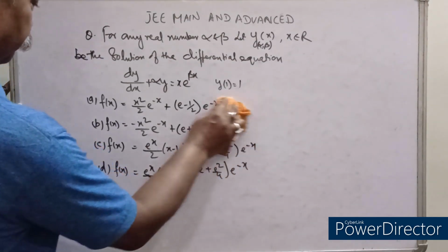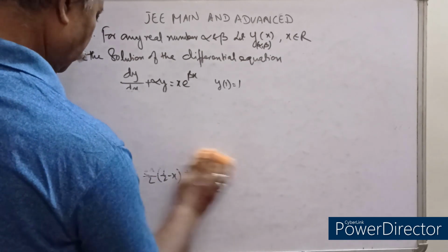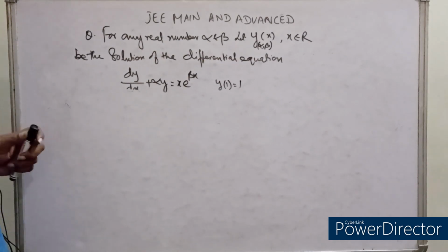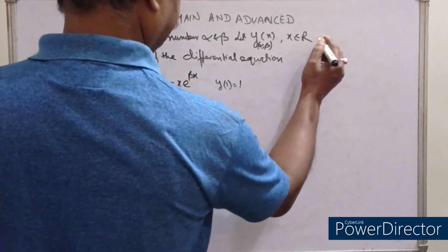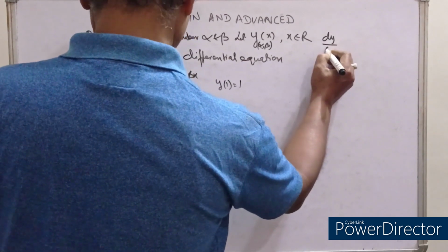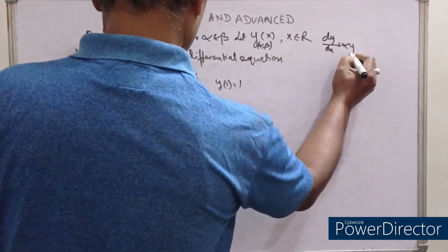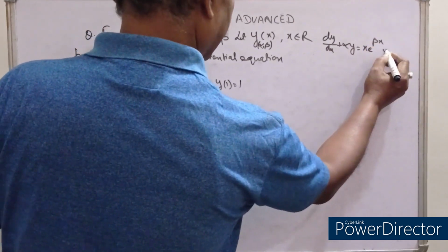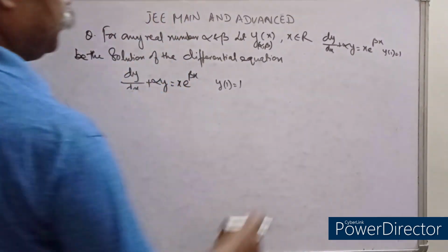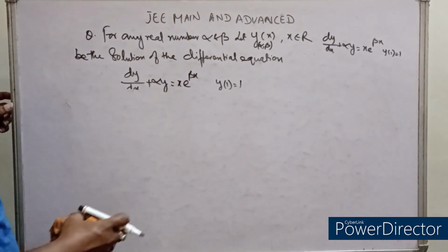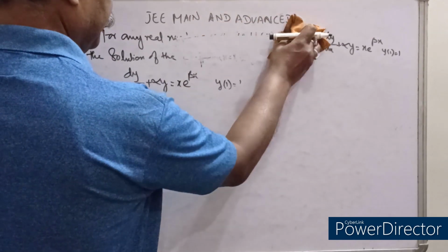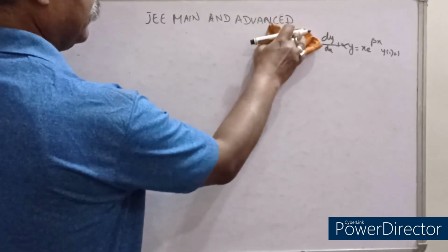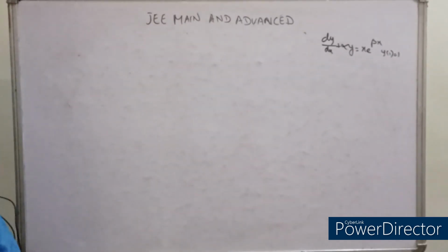Let me write this question here again: dy/dx + alpha y = x e^(beta x), y(1) = 1. I have written the question here. Now I am going to solve it. You see this, how to solve it. So this is a differential equation, it is clearly given in your question.